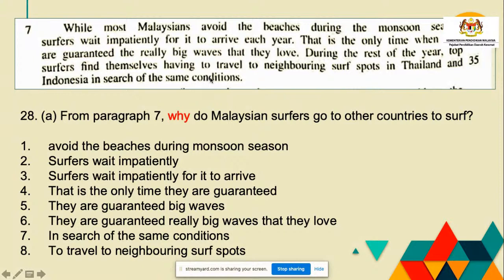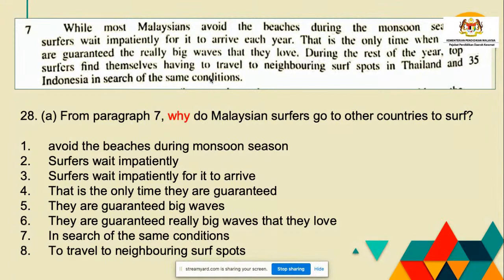Sebab apa nak cari wave yang besar ni? Okay, kalau kat negara kita dia bermusim kan, dia bermusim, kena tunggu time dia baru kita boleh dapat wave besar tu. Tapi ada top surfers ni, dia tak sabar, dia nak tunggu setahun sekali tu lambat. So dia akan pergi ke negara lain asalkan dia dapat rasa big wave tu. Okay, so sekarang ni soalan dia tanya why, kenapa orang Malaysian surfers ni pergi luar negara. So macam mana kita nak jawab?